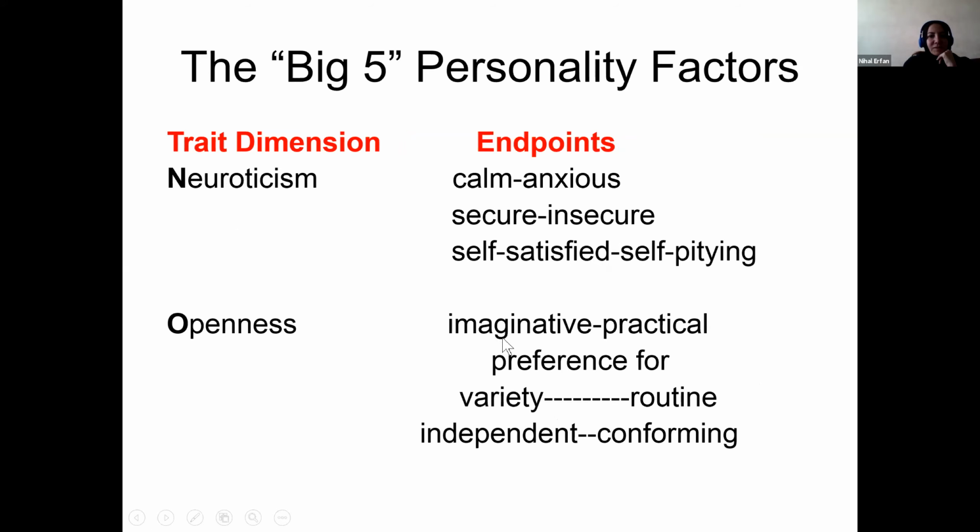Openness, okay? Somebody who's imaginative, kind of like dreamy, versus someone who's really practical. Somebody who likes variety versus routine. Somebody who's very independent versus somebody who's very conforming. Conforming is somebody who goes by the book, doesn't really want to step outside of the box. So again, it's extreme ends of one trait.